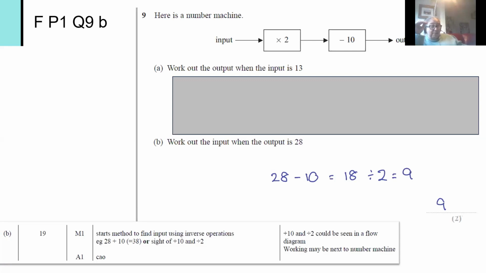So this is the bit, and some of you, if you look at that, you go, but they've inversed one of the operations, so surely they should get one of the 2 marks. No, because the mark scheme here clearly says they start the method. So the start of that method is that it needs to start with a plus 10, then a divide by 2.